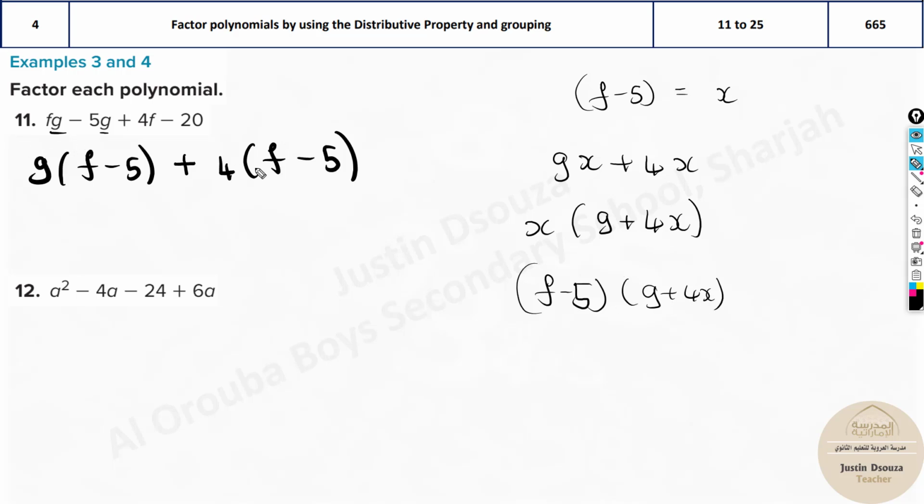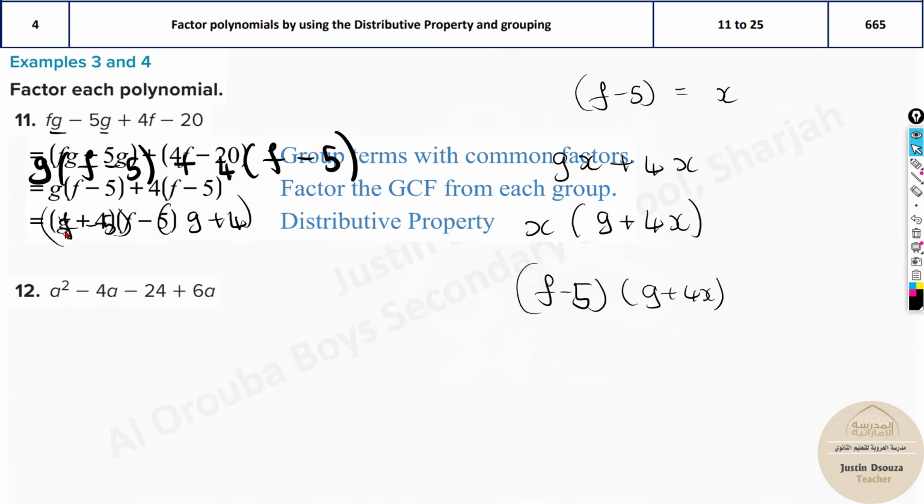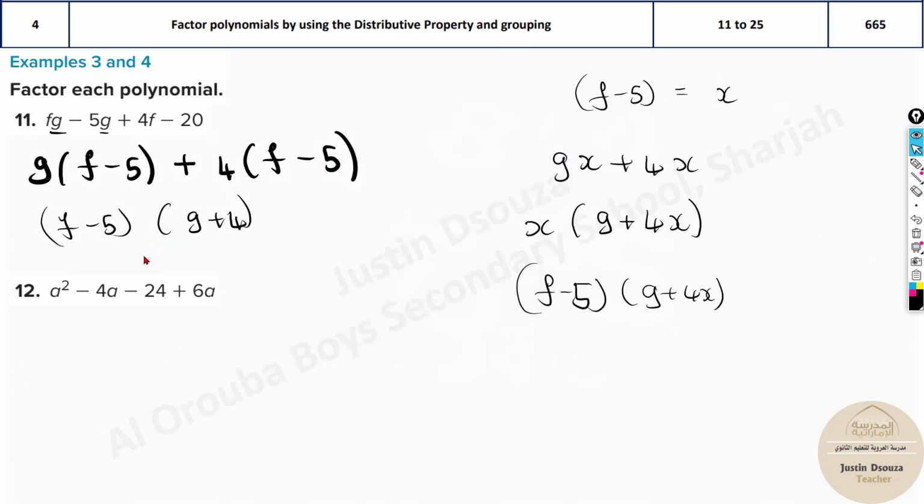Here, same thing. You can remove this f minus phi outside. So you will have f minus phi as a term. And what is remaining? G over here plus 4. I just did the explanation over here at right side how you get this. So this is the final answer. So that is it. So it's written as g plus 4 and f minus phi. It's the same thing. Any two terms. These two terms are the correct answer.